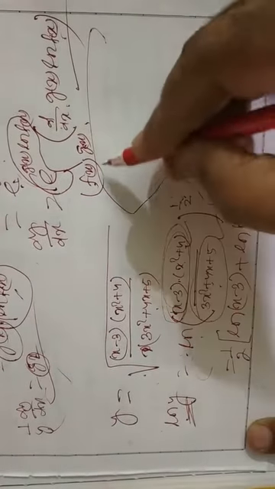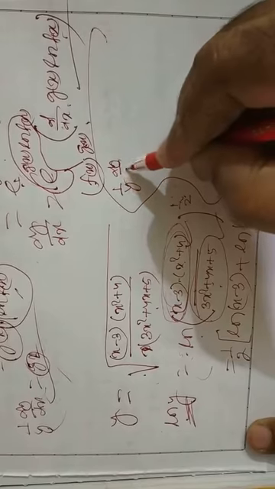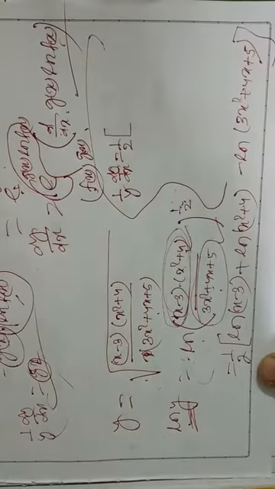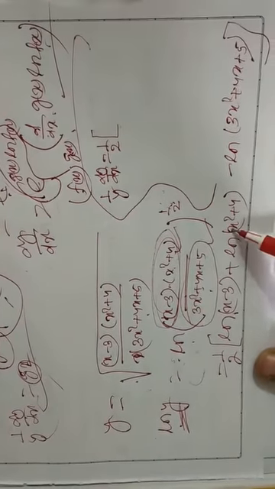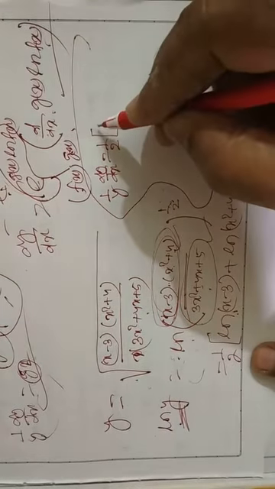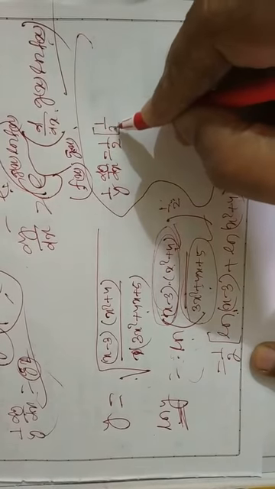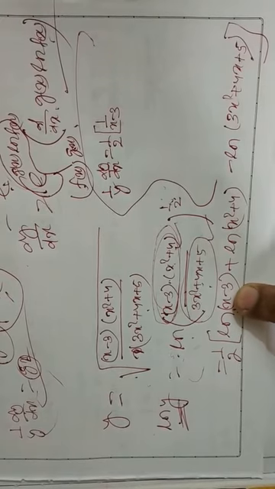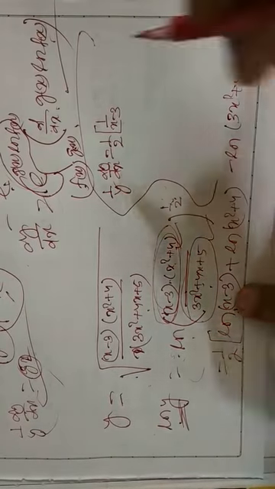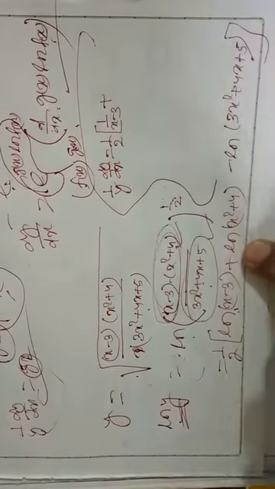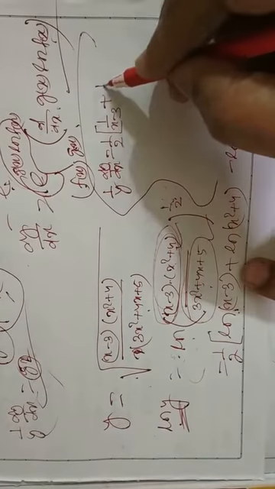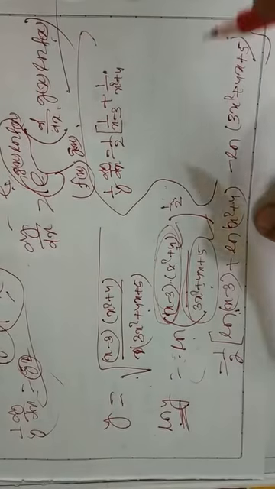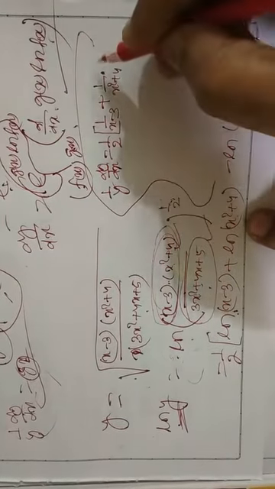Logarithmic derivative: 1 by y dy by dx equal to half. Log of x minus 3. What is the derivative of log of x minus 3? It is 1 by x minus 3 into the derivative of the inside, which is x minus 3. The derivative of x minus 3 is 1. Plus log of x square plus 4, whose derivative is 1 by x square plus 4 into the derivative of x square plus 4, which is 2x, since the derivative of 4 is 0.